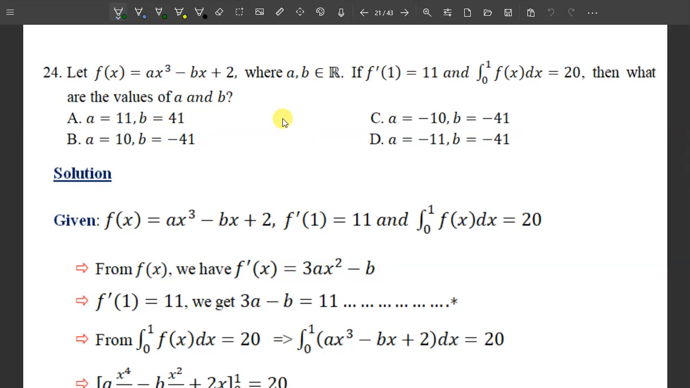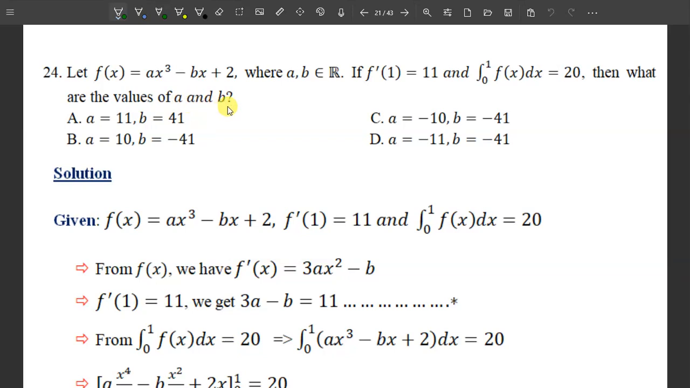Therefore, let us try. It says, let f of x is equal to ax cubed minus bx plus 2, where a and b are elements of the real numbers, such that a must be different from 0 in this case. If f prime of 1 is equal to 11, the derivative of this function at 1 gives us 11, and the definite integral from 0 up to 1 of f of x dx is equal to 20, then what are the values of a and b? That is what the question says.